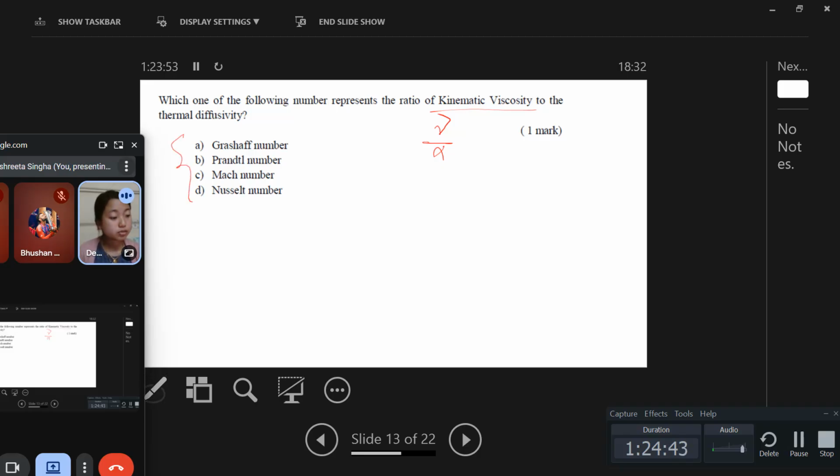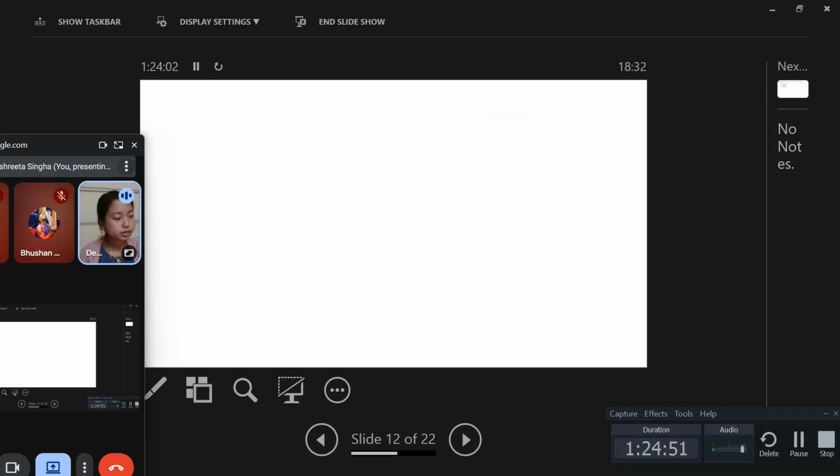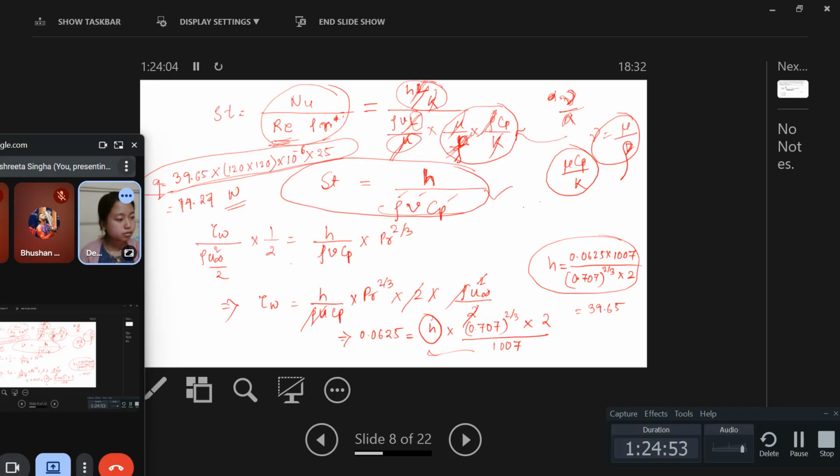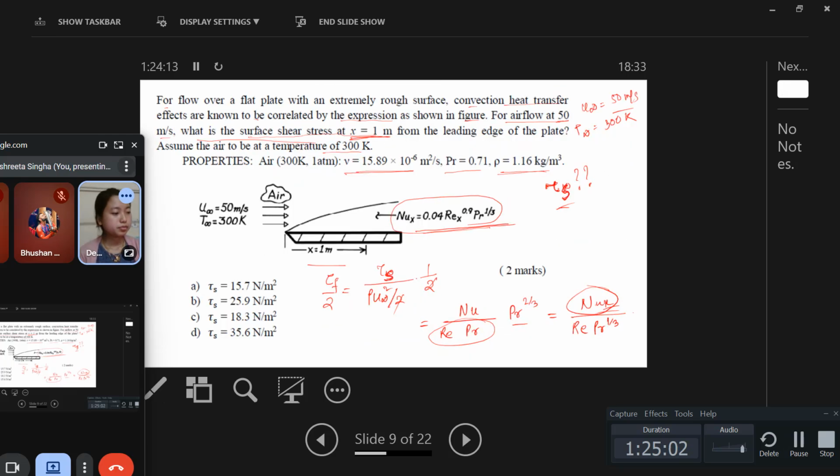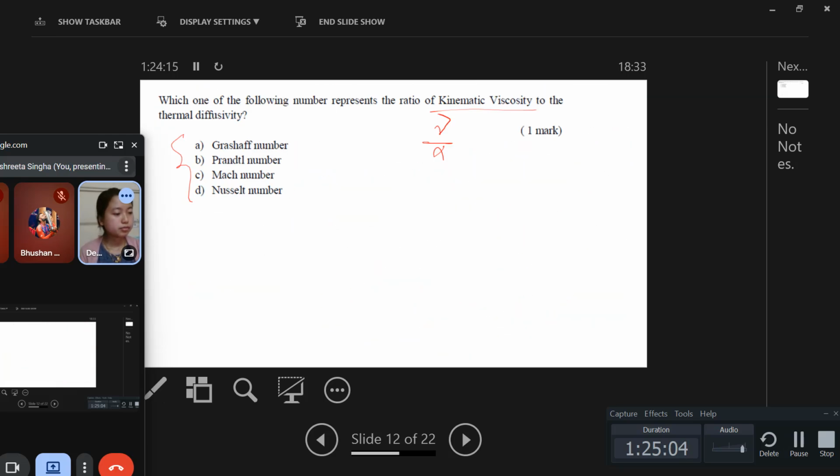Which of this number gives? So I had already made a mistake also in that previous to previous question regarding this. So this was a Pr, okay? Nu by alpha. That means Prandtl number.